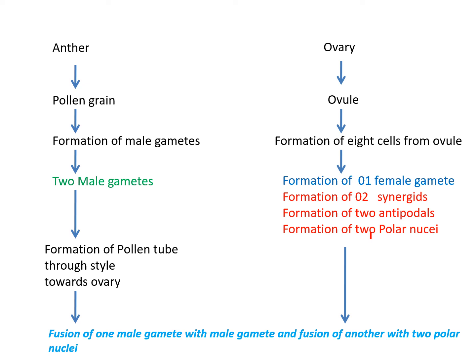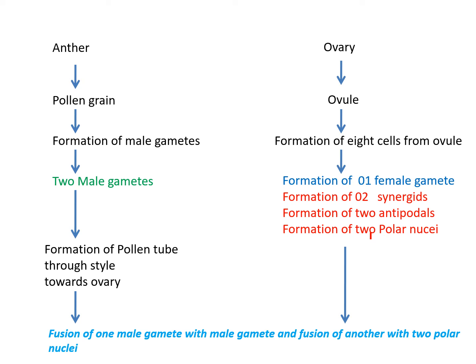When we discuss double fertilization or triple fusion, both are the same thing. Two structures are formed. One male gamete fuses with the female gamete and forms the zygote. The other male gamete fuses with the two polar nuclei and forms the endosperm. So we have two structures, zygote and endosperm. The role of the endosperm is to provide nutrition to the zygote, which later changes into the embryo.